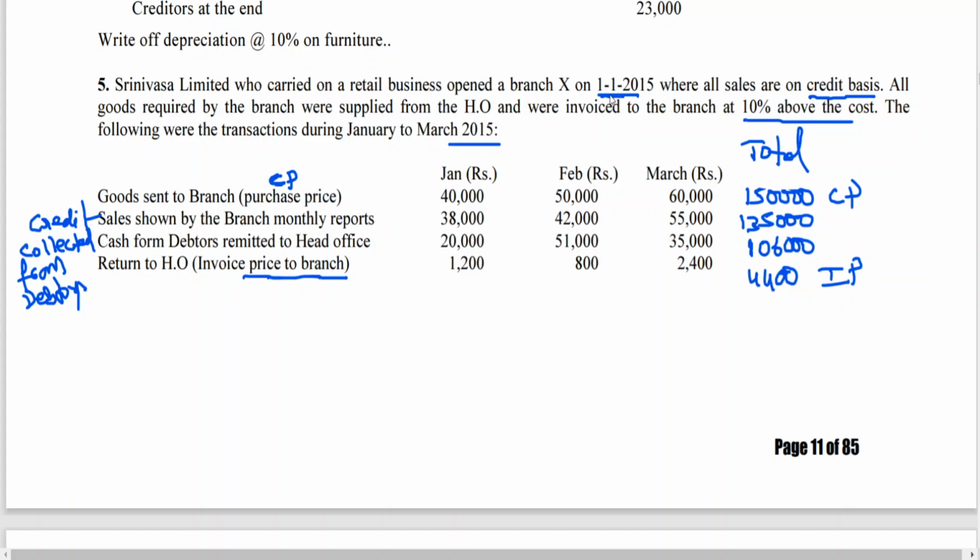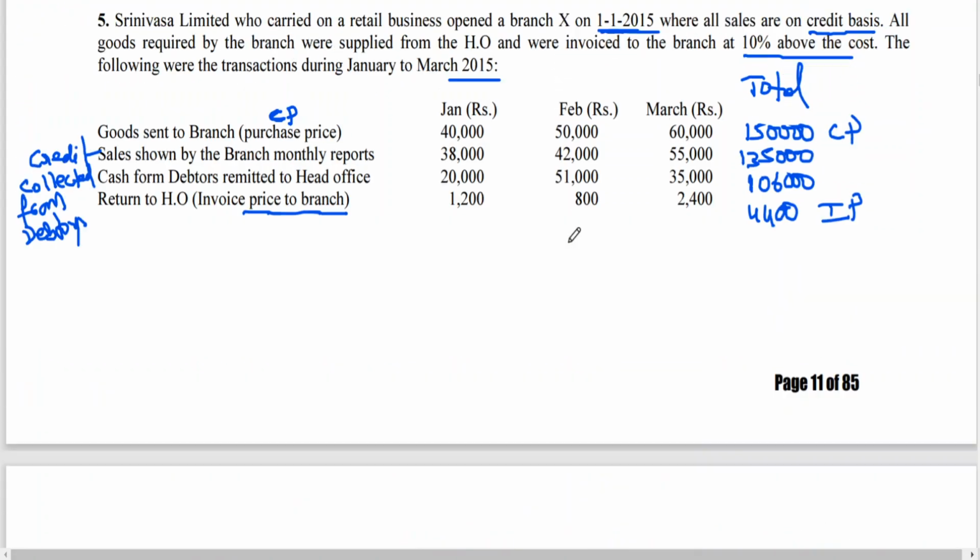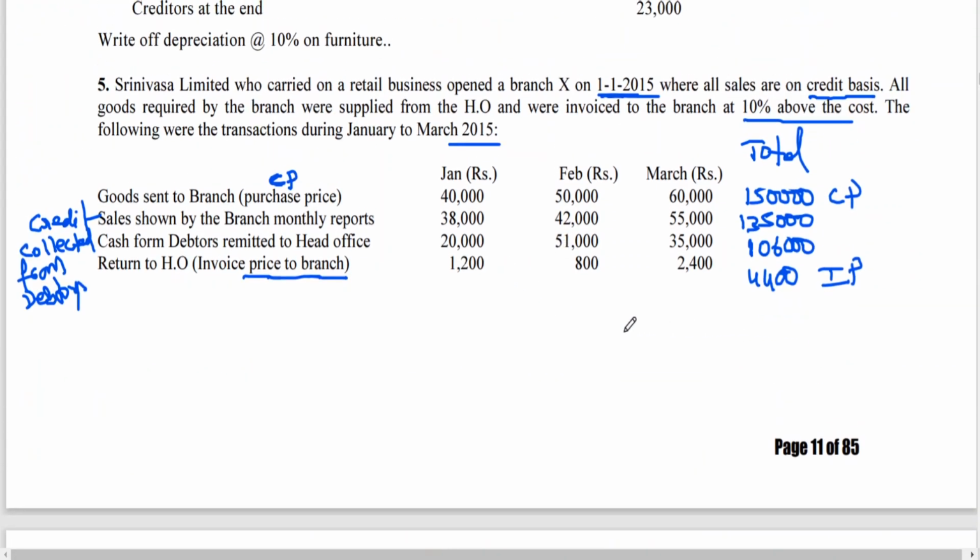We have learned that when transactions are few, generally they follow which method? Debtors method. So even though it has not been given, we can follow the Debtors method for finding out the profit. So how to do that, sir? First, I don't have any opening stock because you have started the branch on 1/1/2015. The goods have been supplied by head office to branch at a price which is more than cost price. So goods sent to branch will be debited to branch account.